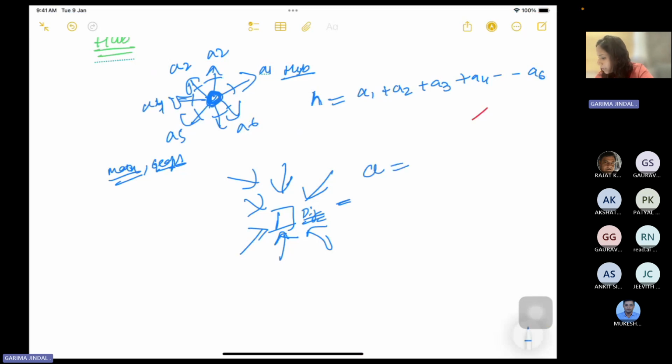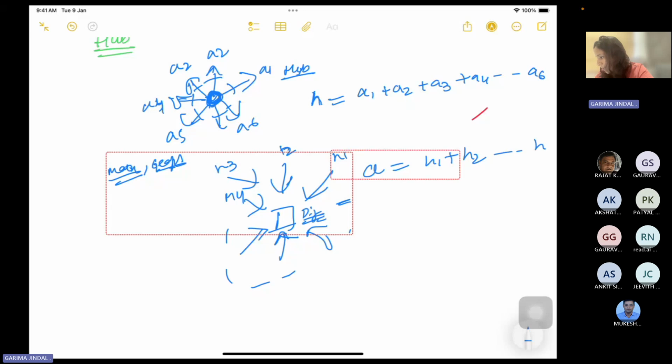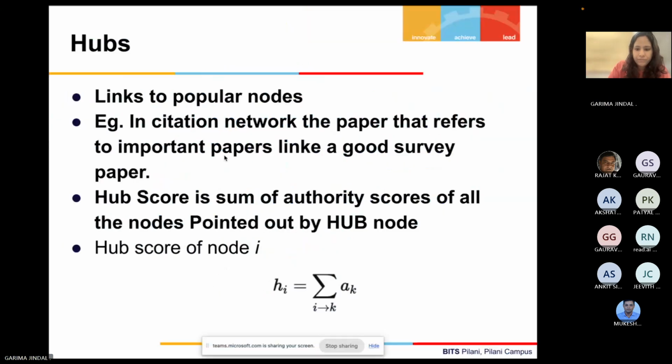So the cost of the authority will be the cost given by all its neighbors. So it will be H1 plus H2, and so on up till maybe 6.